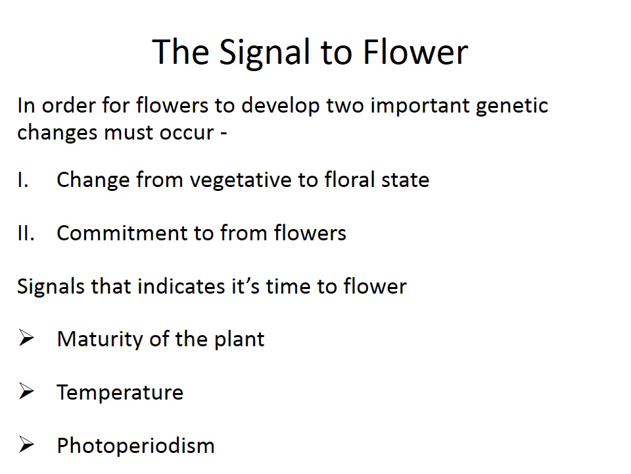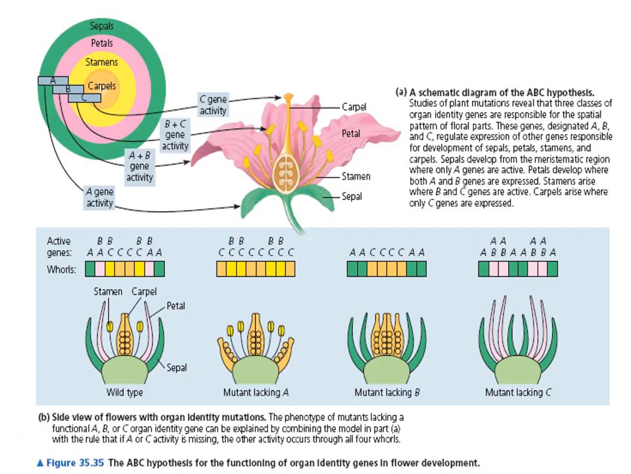Signals to flowers. In order for a flower to develop, two important genetic changes must occur, that is, change from the vegetative to the floral state and commitment to form flowers. Signals that indicate it's time to flower are maturity of the plant, temperature, photoperiodism, and hormonal response. This is the flower development structure where different genes are involved. To explain it more clearly in the future slides, I have made the different genes distinct.